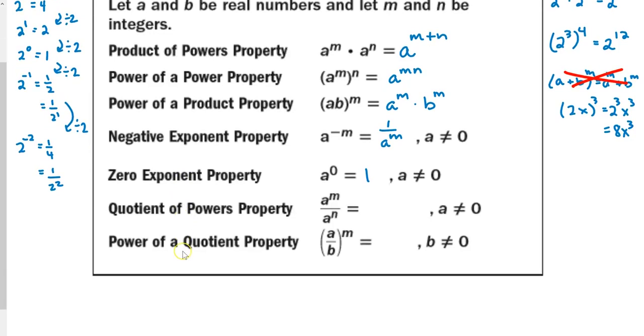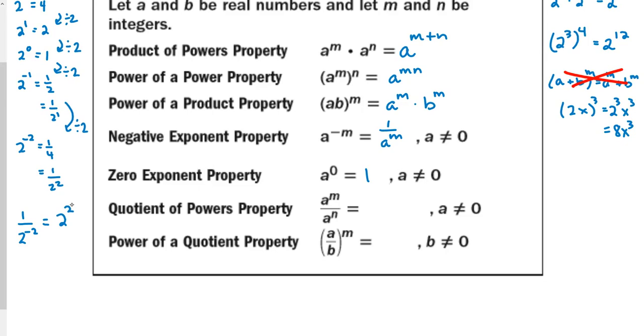It also works if you have something like 1 over 2 to the negative 2 power. If you have a negative exponent in the denominator, you can bring it up to the top and make it 2 squared. So a negative exponent in the numerator, move it to the denominator, and now it's a positive exponent. A negative exponent in the denominator, move it to the numerator, and now it's a positive exponent.